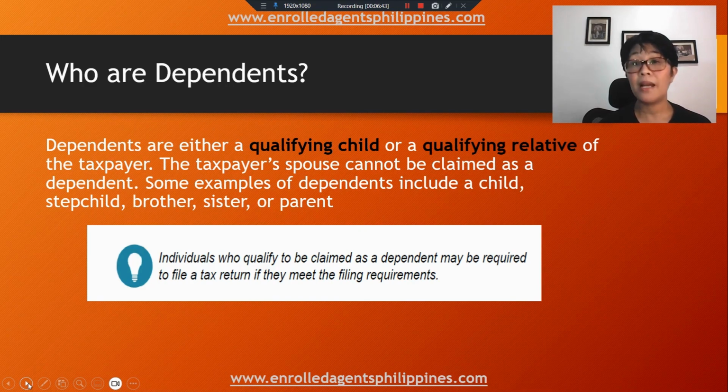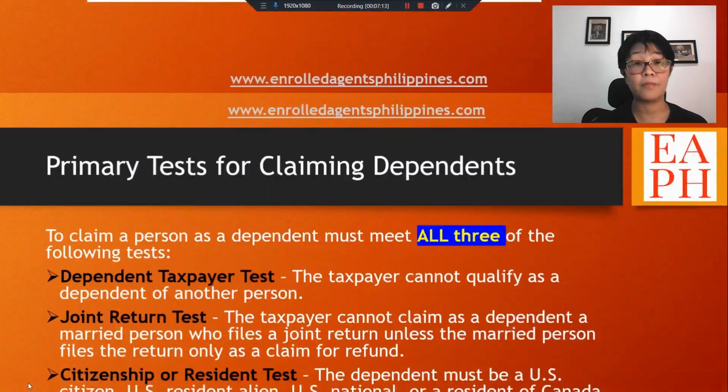Okay? So reminder lang, an individual who qualified to be claimed as a dependent may still be required to file a tax return if they meet the filing requirements. So as we go along to other topics, makikita nyo yan na kahit na kinlaim na sila as dependent, it doesn't mean na hindi na sila required na mag-file ng tax. So kung mamimit pa rin nila yung certain threshold, kung sino yung mga required mag-file, kahit na na-claim ka as dependent, pwede ka pa rin or required ka pa rin na mag-file ng income tax.